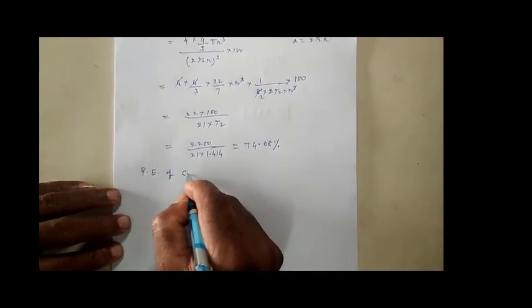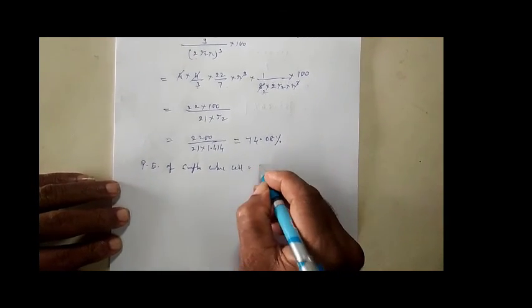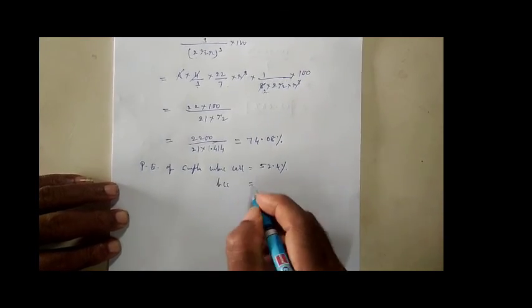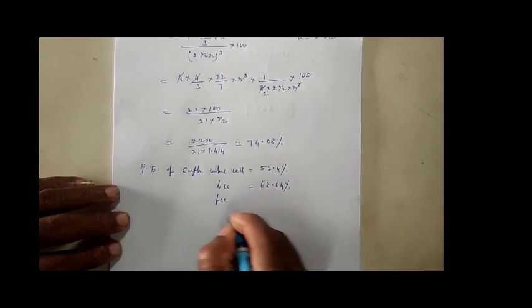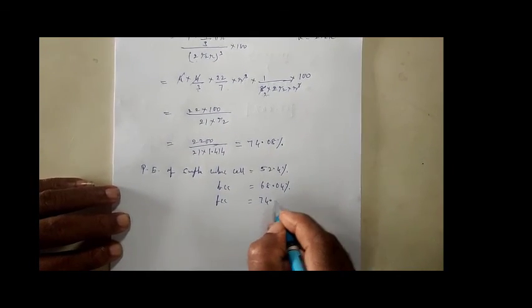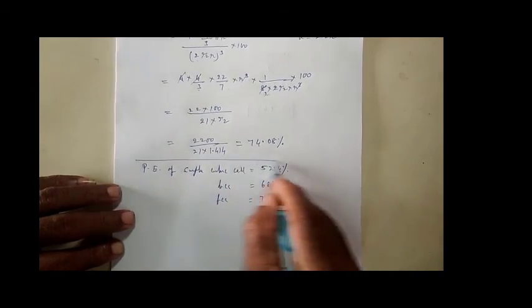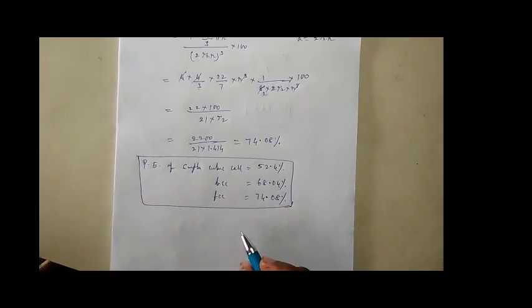Thus, packing efficiency of a simple cubic cell is 52.4% and BCC is 68.04% and FCC is 74.08%. So these are the packing efficiencies of different unit cells. Thank you.